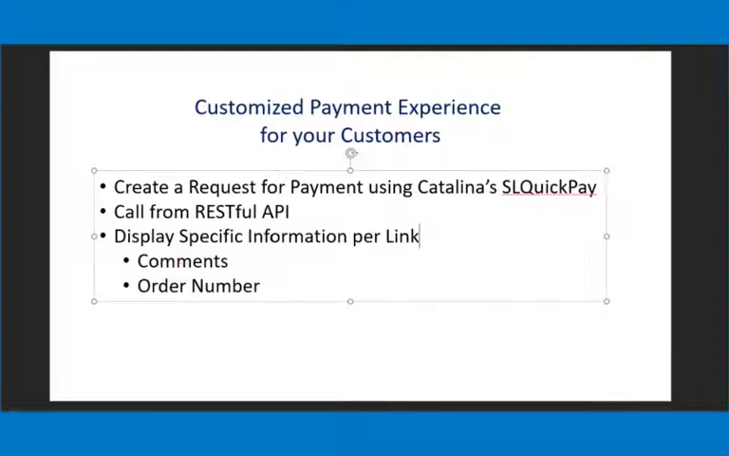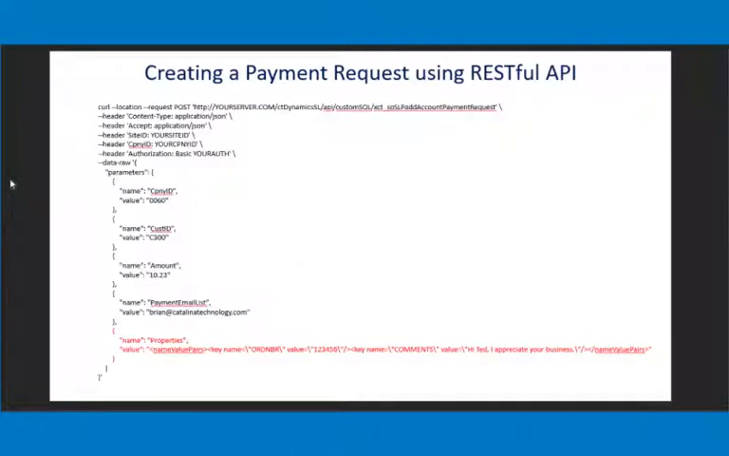And in this case, I'm going to add some additional comments and an order number. Since you can't create a payment directly against a sales order, you may want to make a payment entry, and then just let the customer know, hey, this is for this order number. So how do you do this?